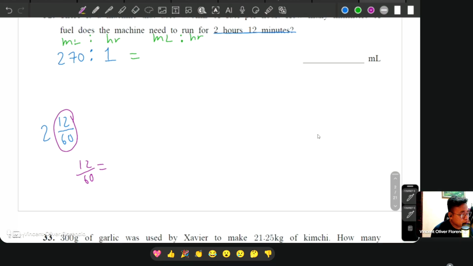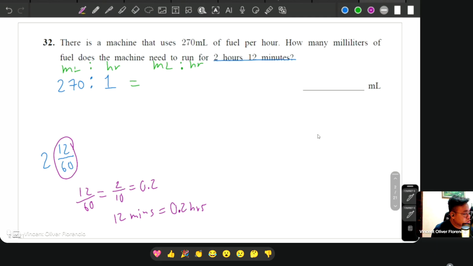This is going to be what? Divided by 6, we will have 2 over 10. It's going to be what? 0.2. It means to say that 12 minutes is equal to 0.2 hours. So the one given here, this should be 2 hours. This one, 0.2. 2.2 hours.